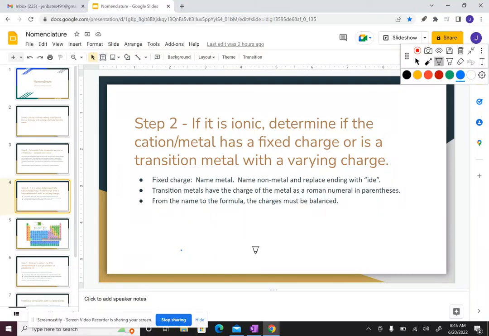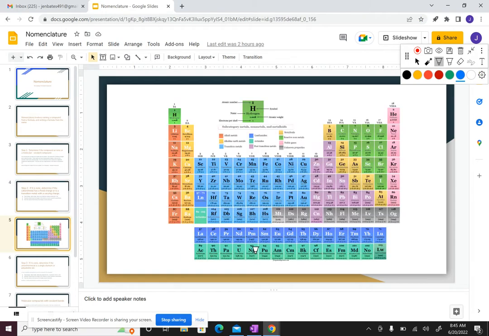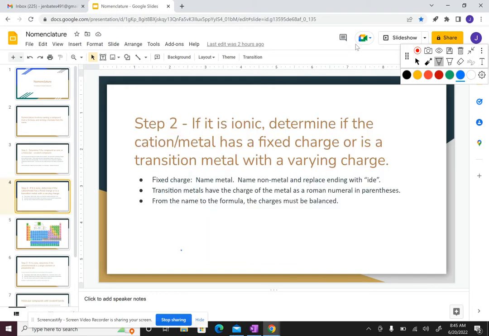So once you've determined that you have an ionic compound, not a molecular one, and you have noticed that we do not have a metal with a fixed charge, remember the metals with the fixed charges are these and these right here. If it's any other one of those metals, it's a transition metal, and we need to deal with trying to find out what the charges are for that metal. So let's do some examples, and I'll show you how to do that.